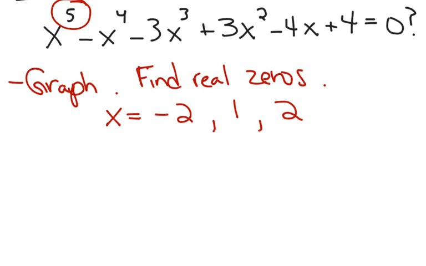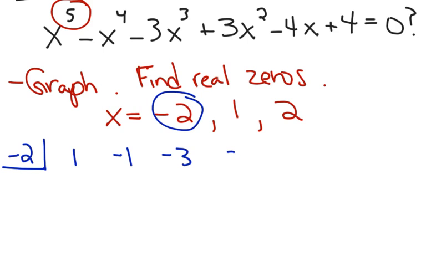So, this is how I'm going to start. I'm going to start with the first zero. I work from left to right. I'm going to start with this one. And then that goes in my box. Next to my box go the coefficients from the original polynomial. Don't forget to ask yourself, are there any missing terms? There are not. So I have 1, -1, -3, 3, negative 4, and 4.